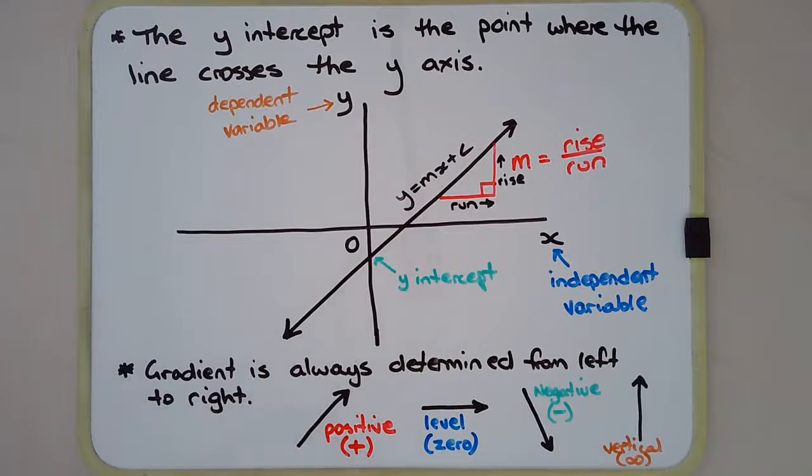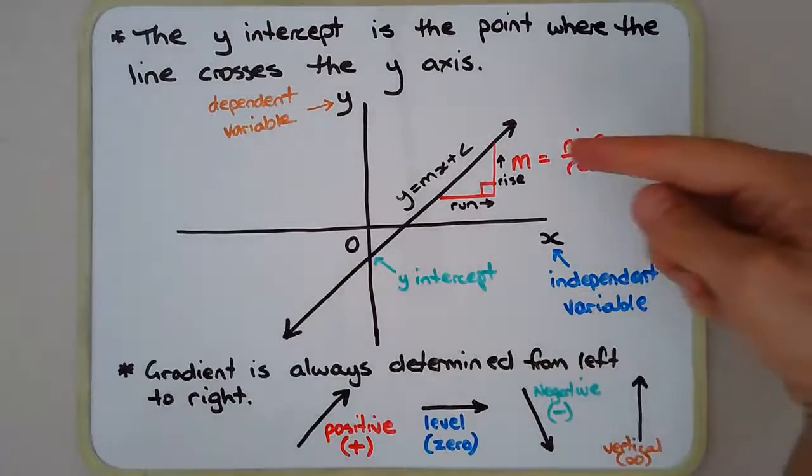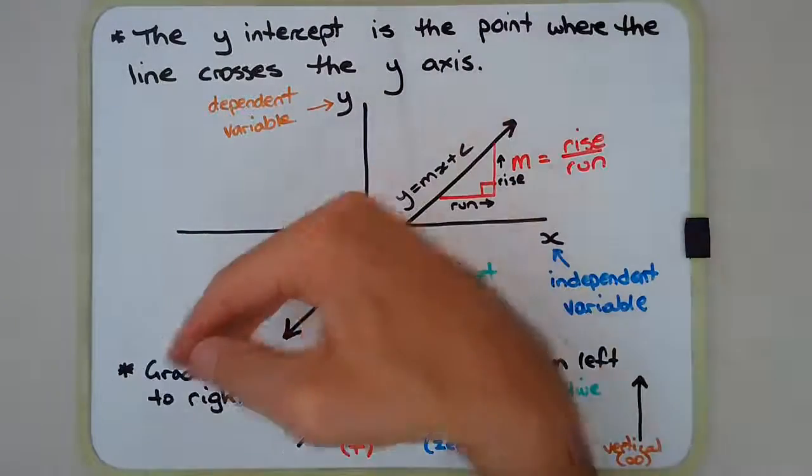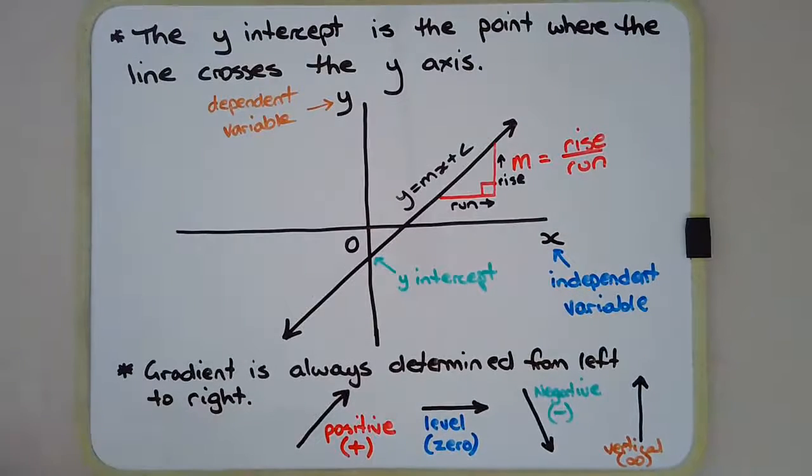This can be quite an interesting point, that sometimes you forget this and you look at the gradient backwards. If you're looking at the gradient in this direction, it's a downward gradient. That's incorrect. We determine or classify the gradient always from left to right, in the direction that we read in English.